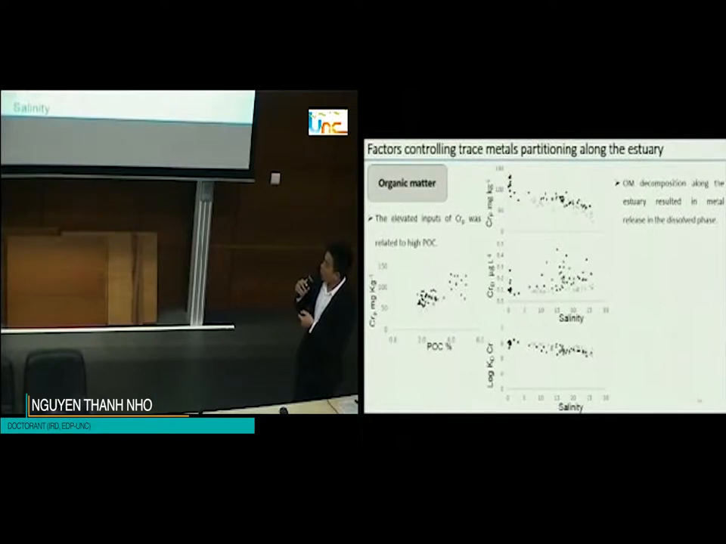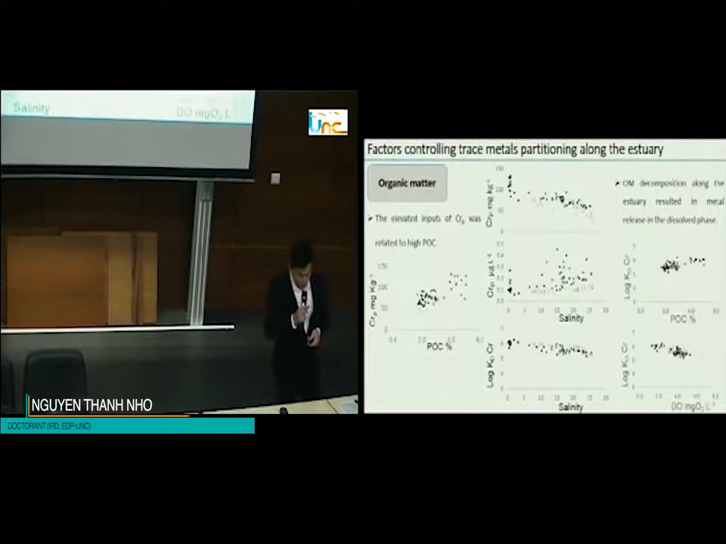We also observe that the dissolved chromium concentration increased along the salinity gradient. And our hypothesis concerning disruption of chromium from the organic matter during its transfer in the estuary could be supported by the release of dissolved chromium with the increased salinity, associated with the positive correlation between dissolved chromium and particulate organic carbon and associated with the negative correlation between dissolved chromium and dissolved oxygen.